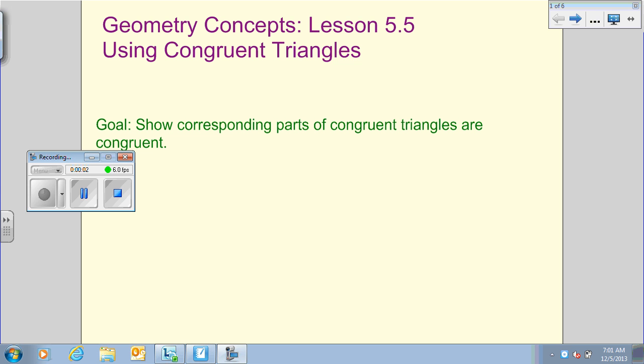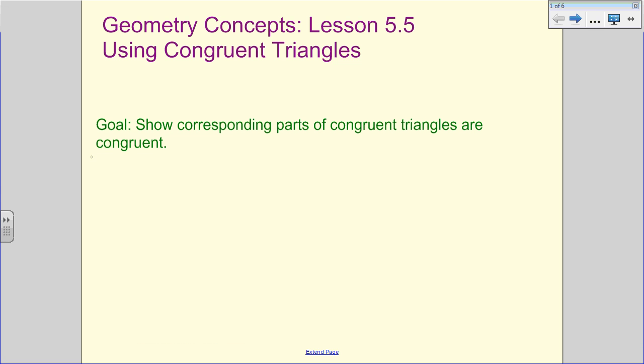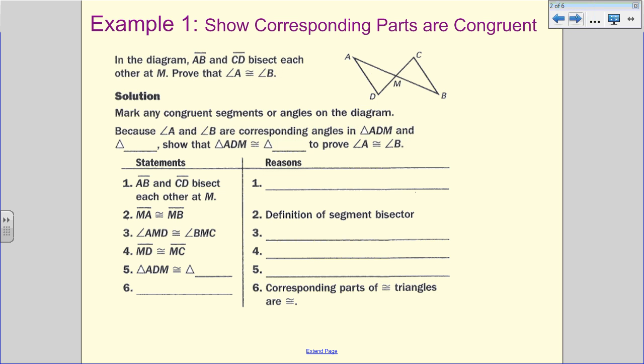All right, ladies and gentlemen, we're going to take a look at lesson 5.5. We've studied the 5 ways that we have to prove triangles congruent. And so now what we're going to do is use the fact that we know we have congruent triangles, or the fact that we've proven we have congruent triangles, and then point out that corresponding parts are congruent. All right, so here's what it's going to look like.